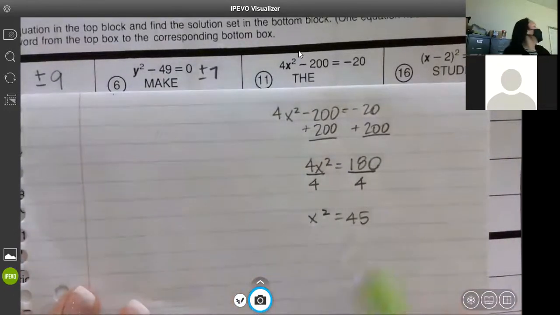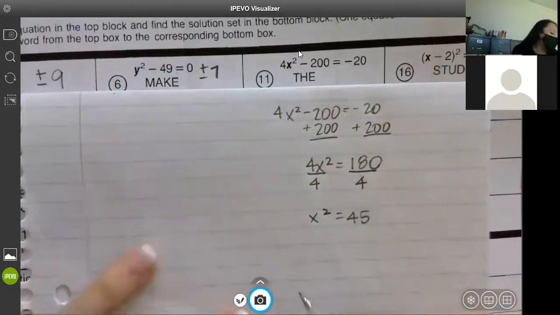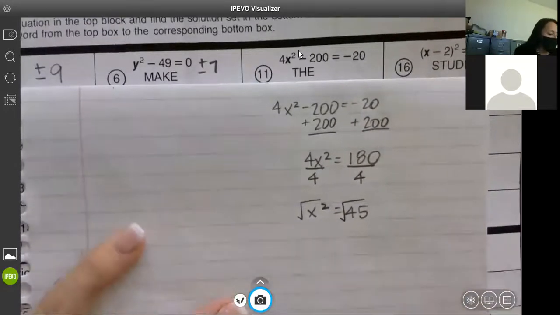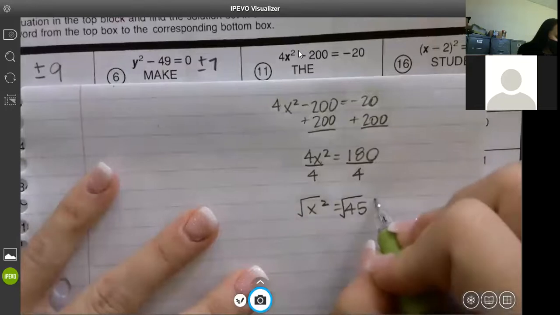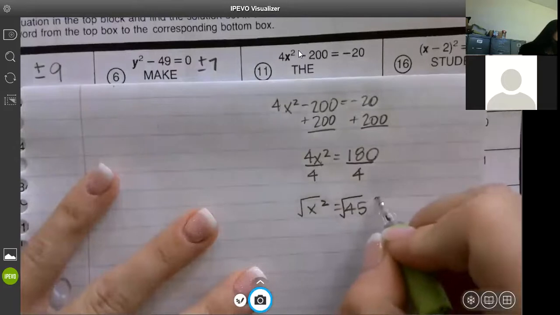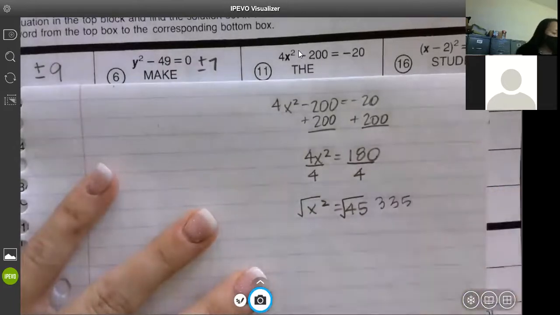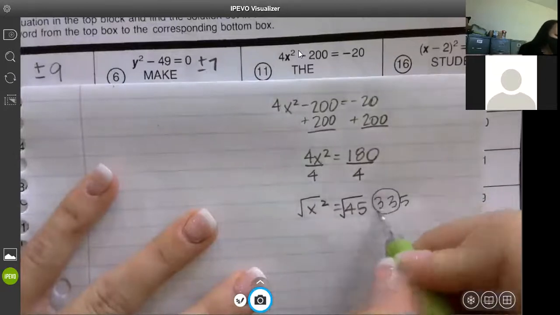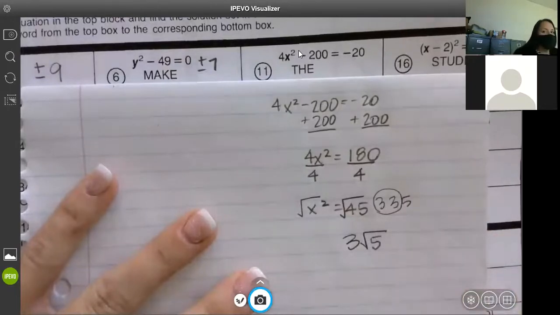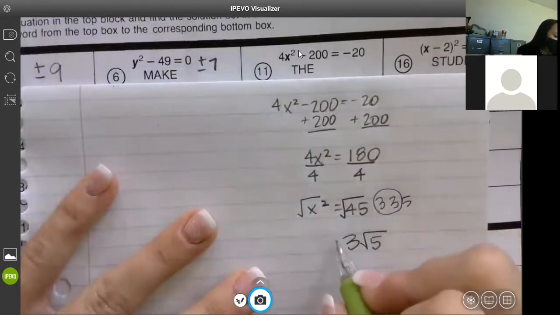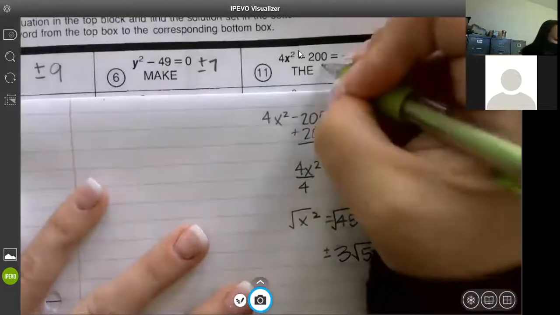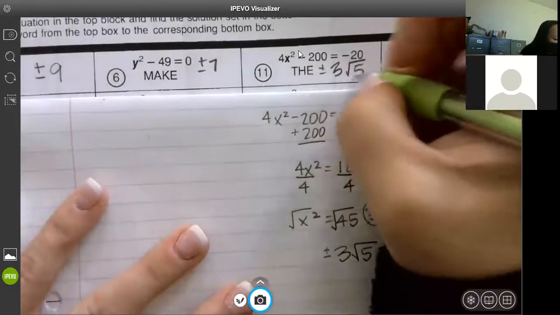Now that there's no number, it's just x squared. We can do the square root to that little box. So square root it. This is going to be a decimal. So what are your factors of 45? What can I multiply together to get 45? 9 and 5. 9 is 3 and 3 and 5. Do I have a pair? Yes. That goes outside. What we didn't circle stays in. What do I need to remember to put in front of it? Plus minus. So number 11 is plus minus 3 square root 5.